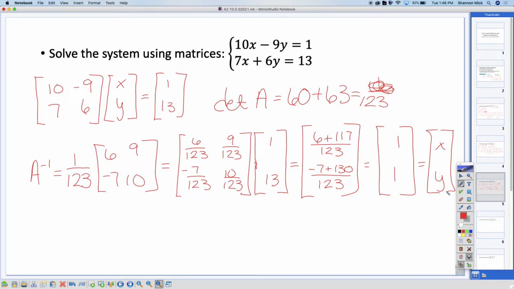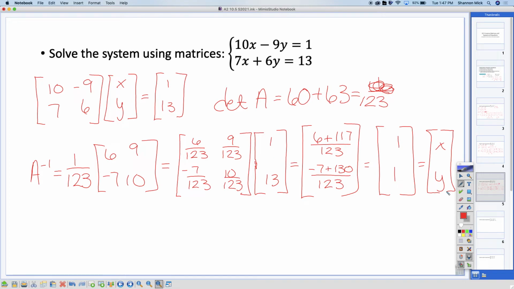Okay, did you guys get 1, 1? Yeah. Selena, I'm confused on how you got the 6 plus 117 over 123 on there. Because they already had common denominators, so I just wrote the numerator over one denominator rather than writing two fractions, because I'm going to combine them anyway. It would be 6 over 123 plus 117 over 123, right? So 10 minus 9, is it 1? Yep. 7 plus 6, is it 13? Yes.